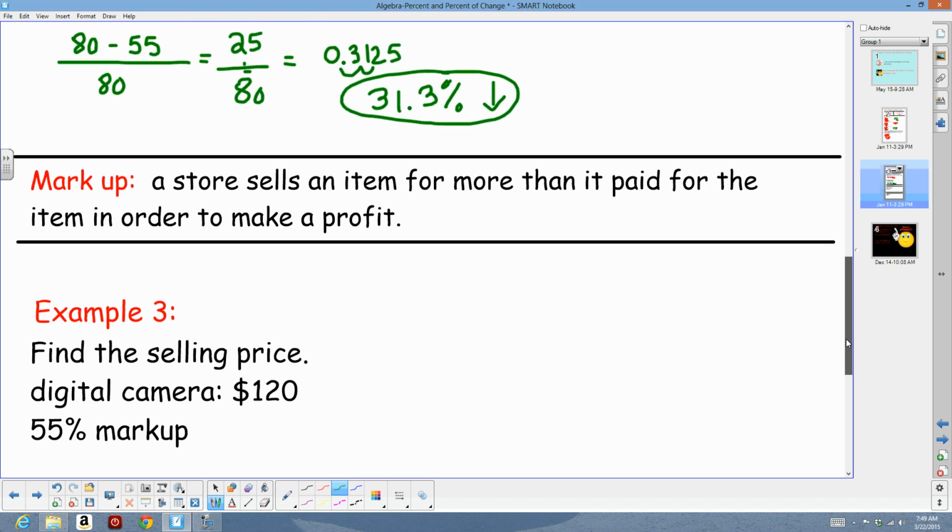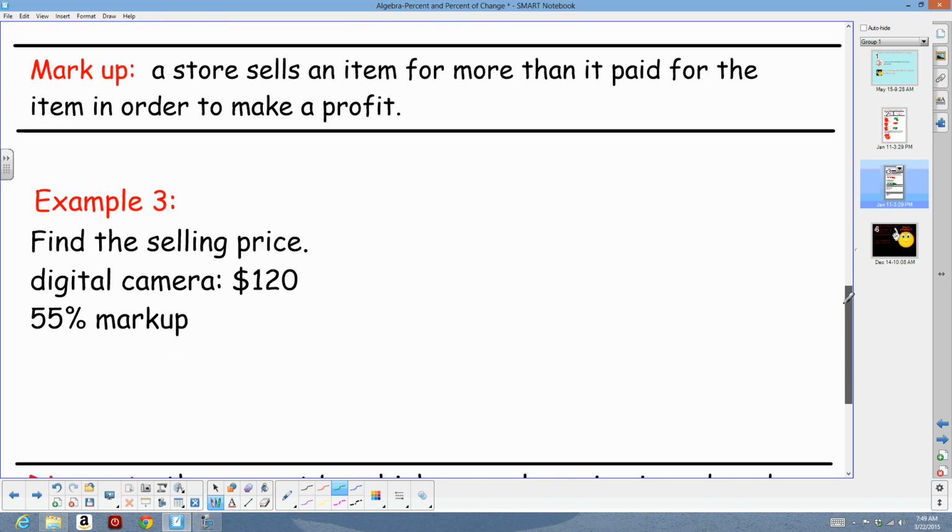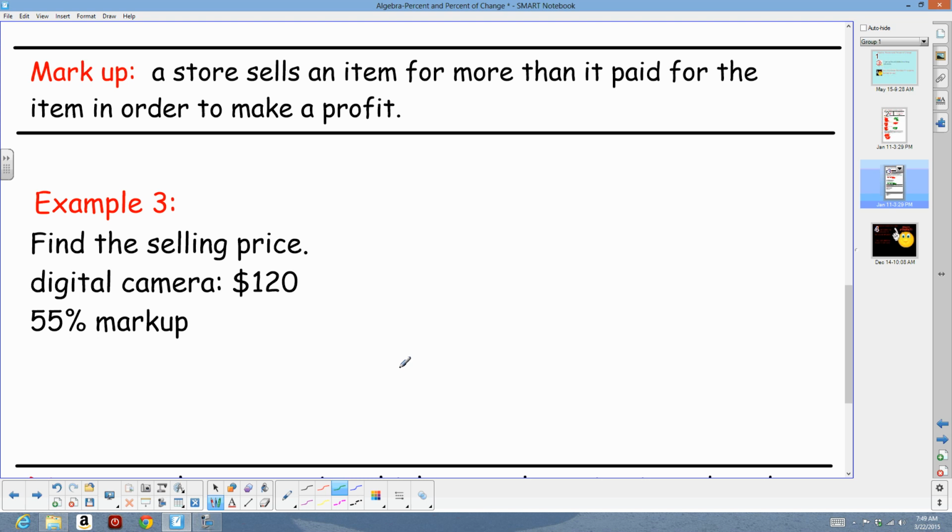The next thing we're going to talk about is a markup. A store sells an item for more than it's paid for the item in order to make a profit. So the store purchases the item for a particular price, and then they increase the price or mark up the price so they can make a profit. In example 3, it says find the selling price. A digital camera is $120 and it's a 55% markup. If it's a 55% markup, that means they're going to increase the price by 55%. So we are going to first figure out what 55% of 120 is. So 55% of 120.